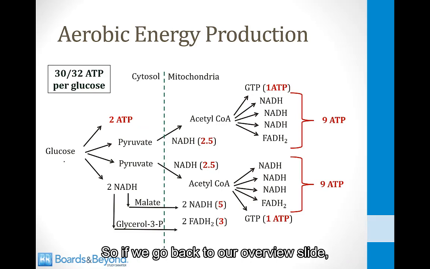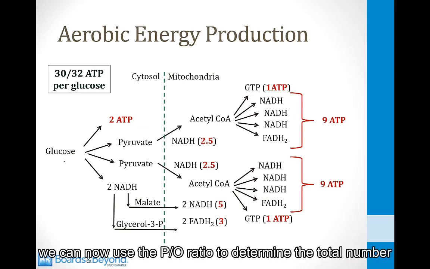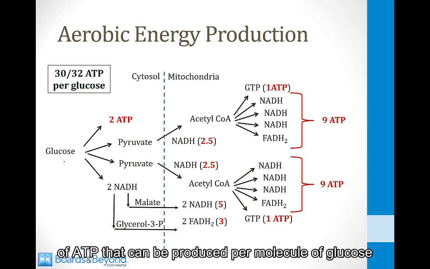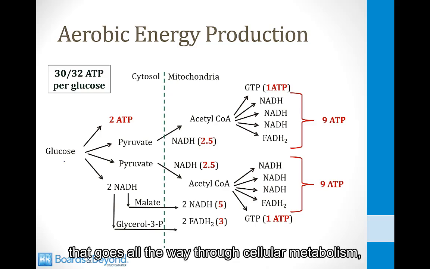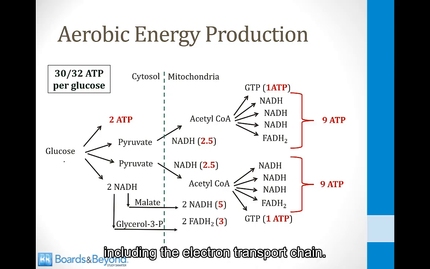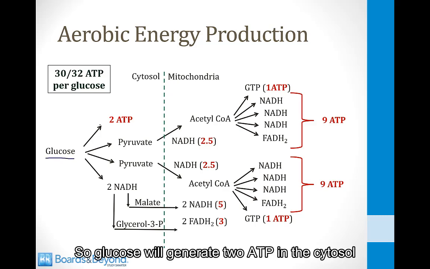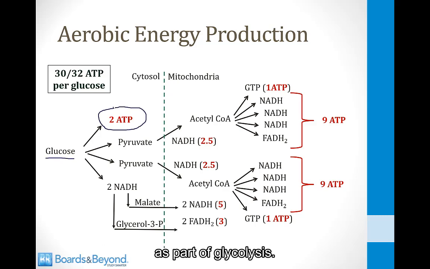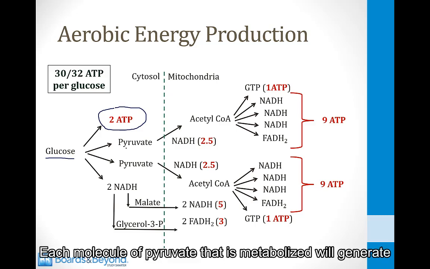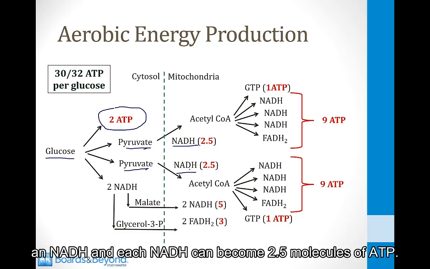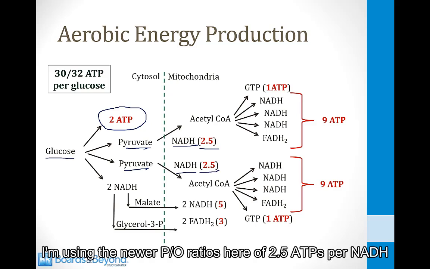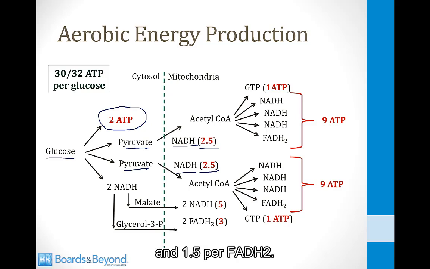If we go back to our overview slide, we can now use the PO ratio to determine the total number of ATP that can be produced per molecule of glucose that goes all the way through cellular metabolism, including the electron transport chain. Glucose will generate 2 ATP in the cytosol as part of glycolysis. Each molecule of pyruvate that is metabolized will generate an NADH, and each NADH can become 2.5 molecules of ATP. I'm using the newer PO ratios here of 2.5 ATPs per NADH and 1.5 per FADH2.